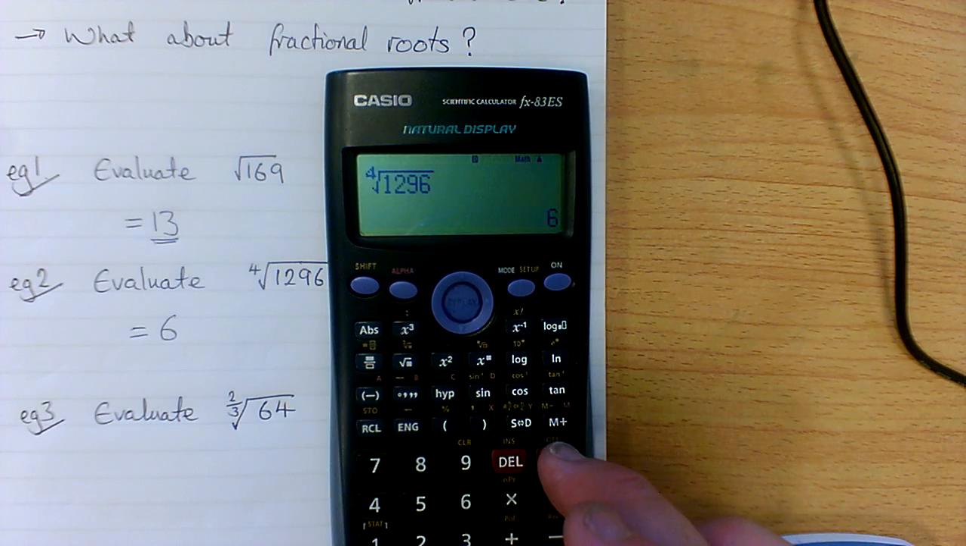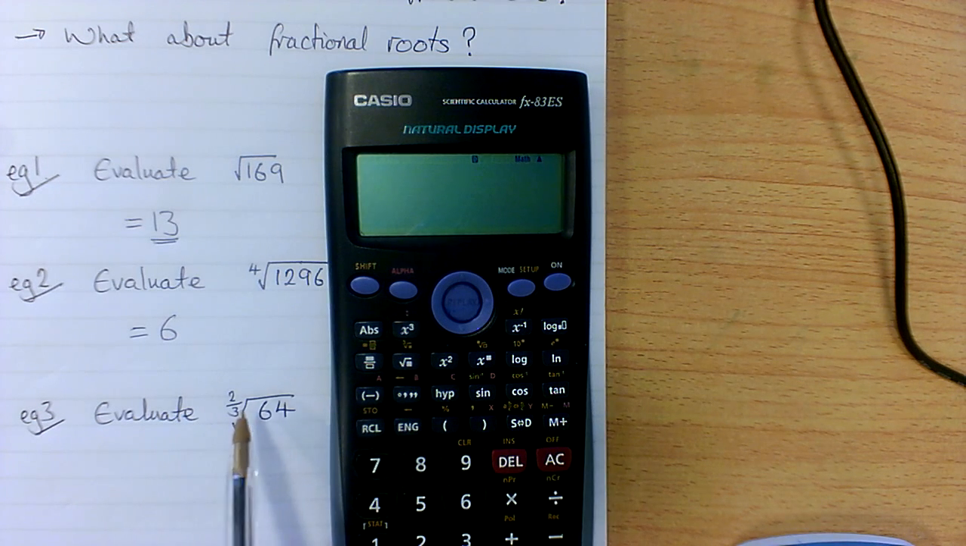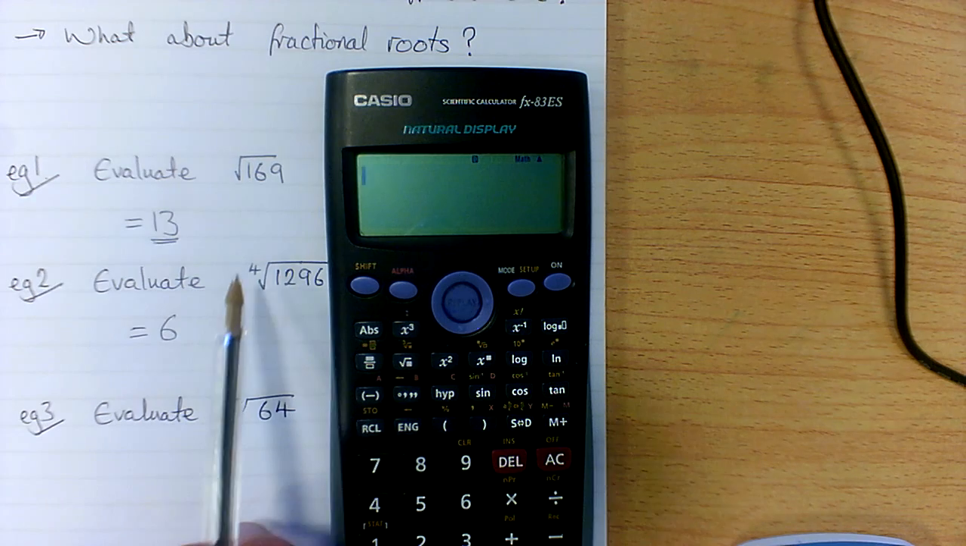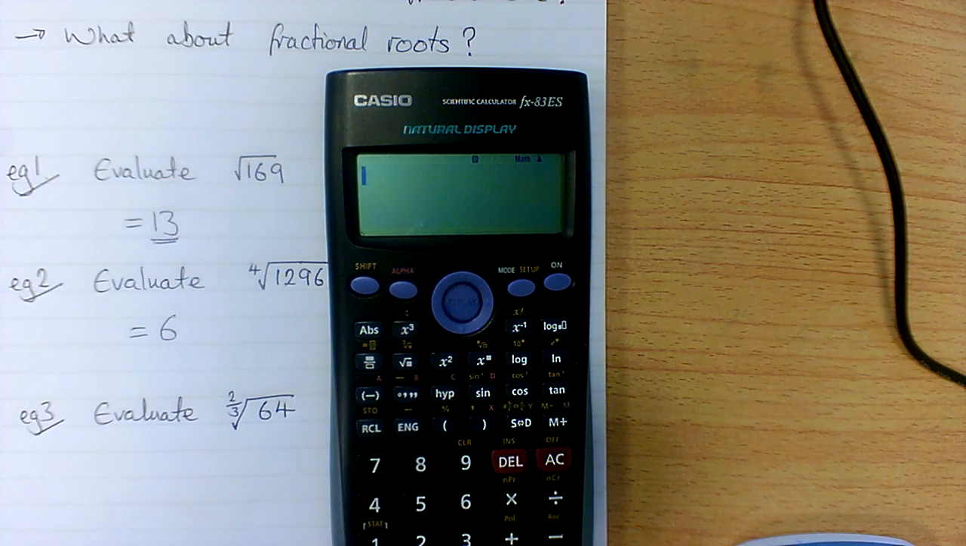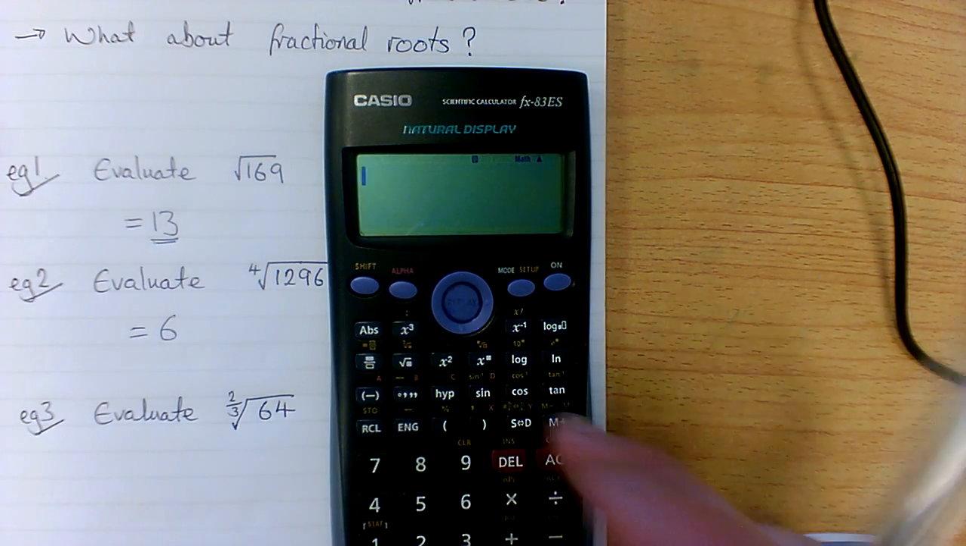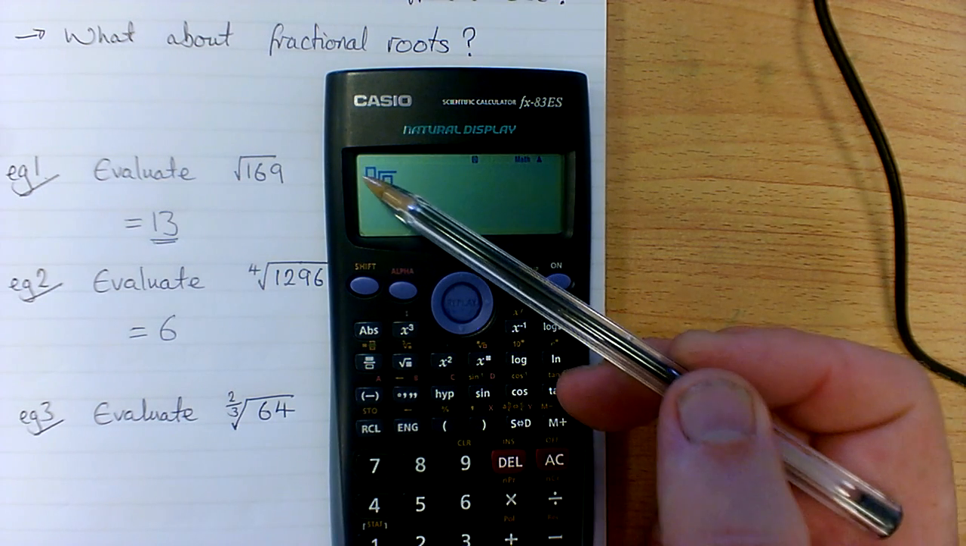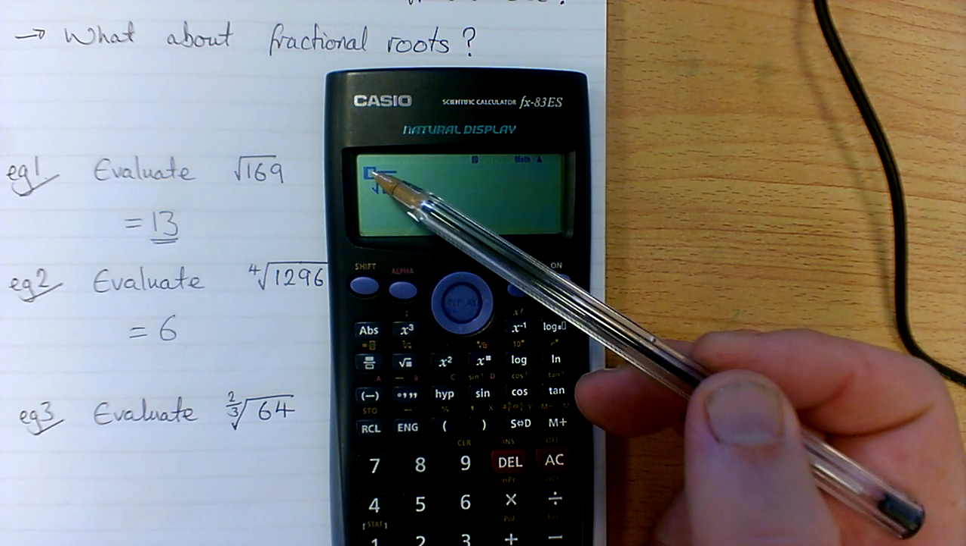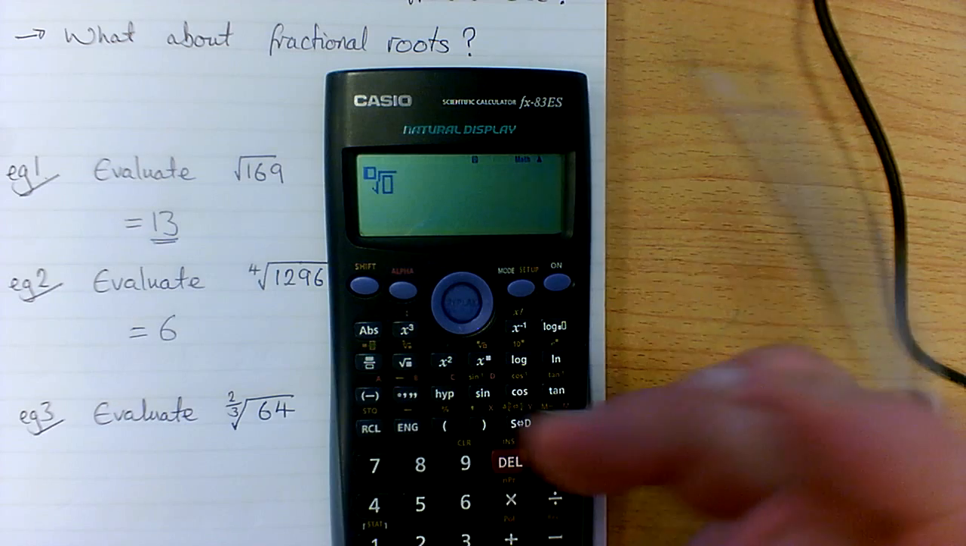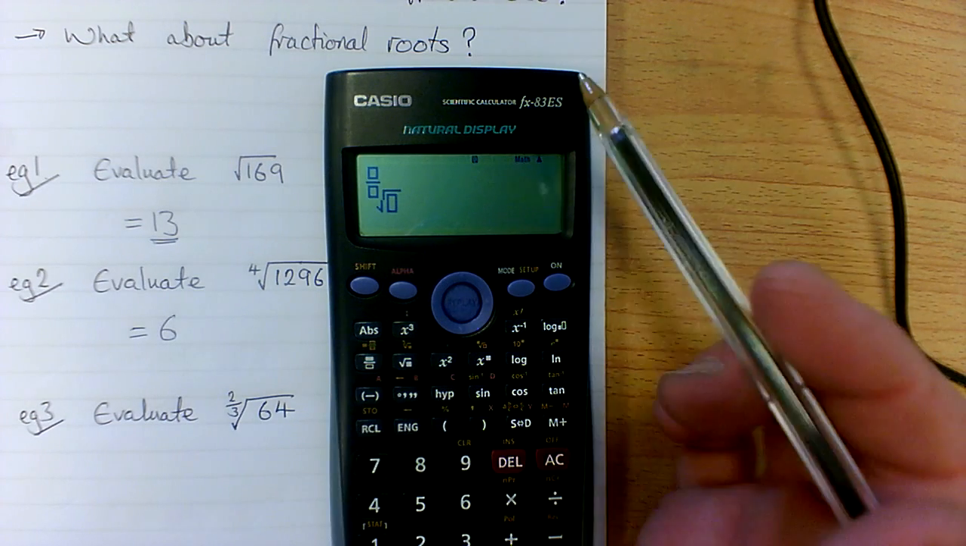And then probably the most difficult thing that we'll have to do is if we've got a fractional root. Again, we just use exactly the same process that we just did for the 4, but we have to add an extra step in. So again, shift and the power button to get our root. Now this we need a fraction, so we've already used the fractional button, so we just simply press the fraction button and it changes.